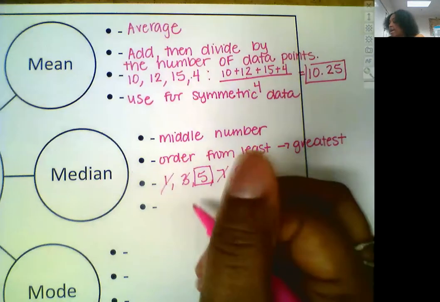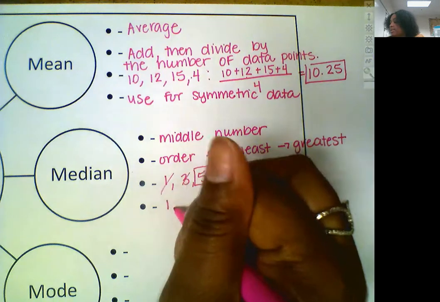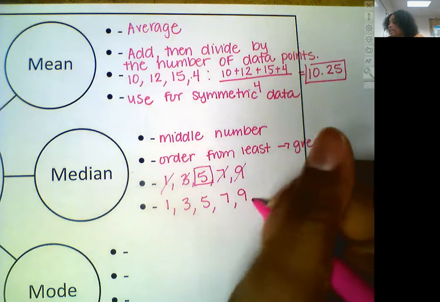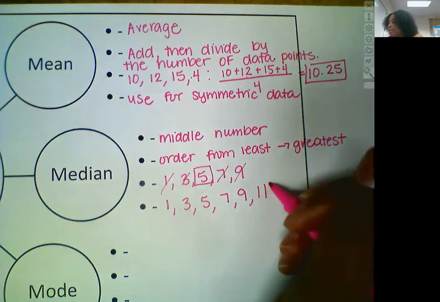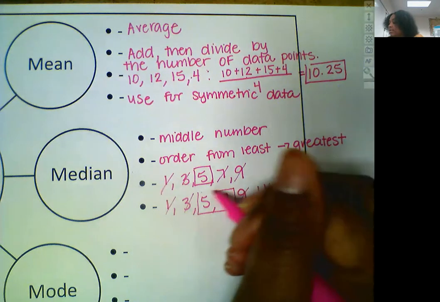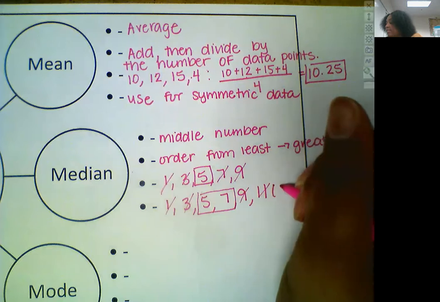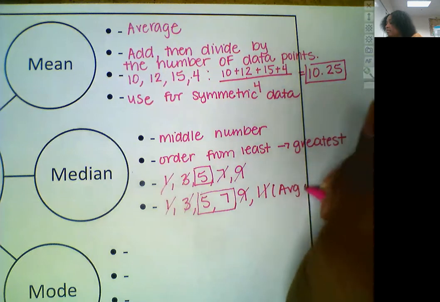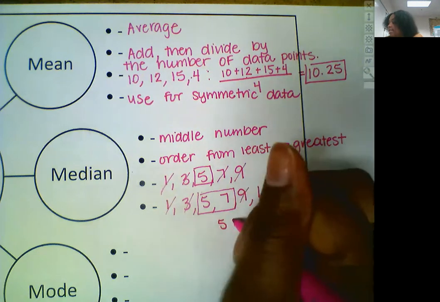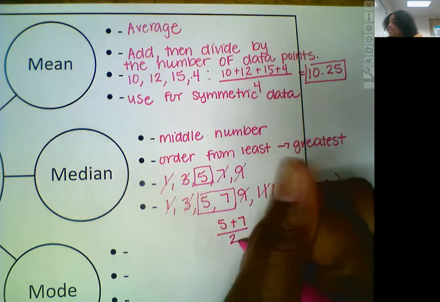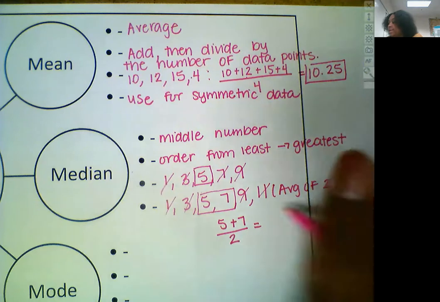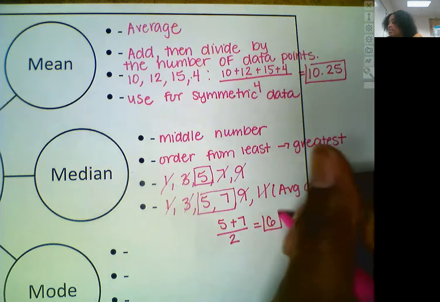All right. If you have an even amount of numbers, so 1, 3, 5, 7, 9, 11. If you have an even amount of numbers and you end up with 2 in the middle, you have to find the average of the 2. So that means you're going to add 5 plus 7 and divide by 2. 5 plus 7 is 12, divided by 2 is 6. So 6 would be your median.